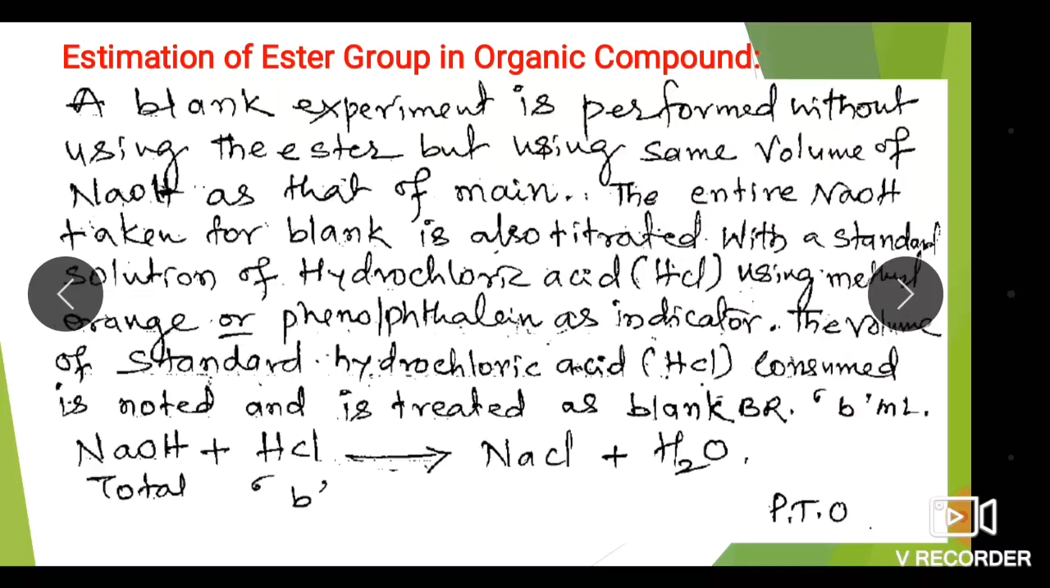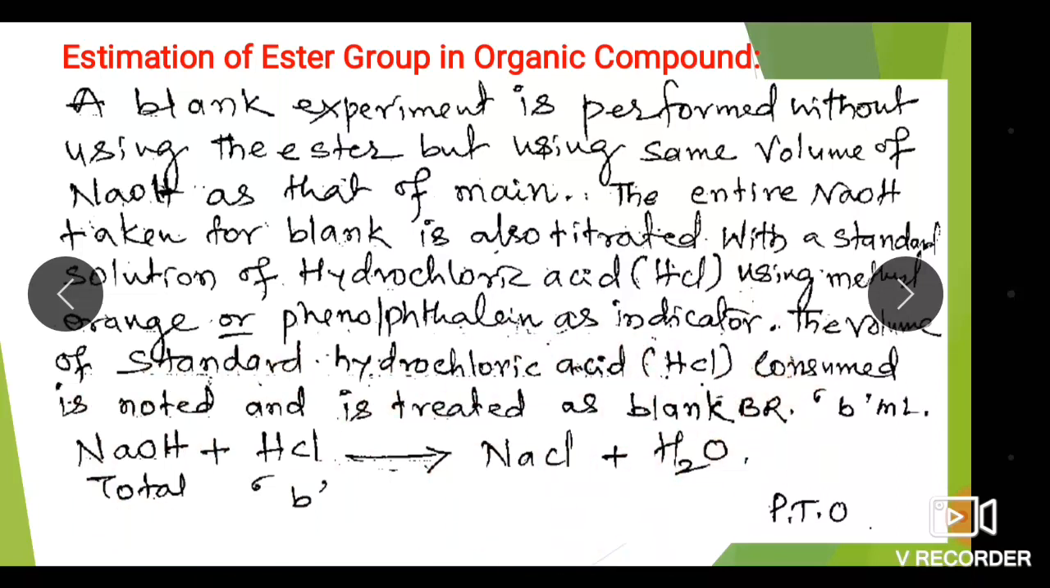In the second type of titration, that is the blank titration, the same volume of NaOH is taken for the titration, and this entire NaOH is also titrated with a standard solution of hydrochloric acid using methyl orange or phenolphthalein as an indicator. The volume of standard hydrochloric acid consumed is noted and is treated as the blank burette reading, small b. What is the reaction? NaOH reacts with HCl and gives sodium chloride salt and water.